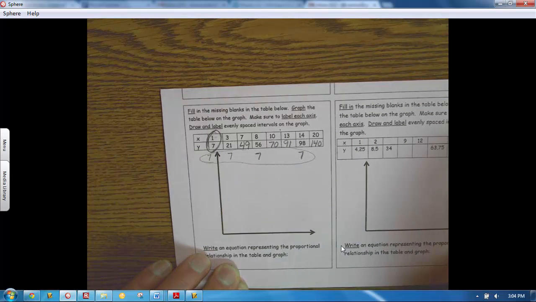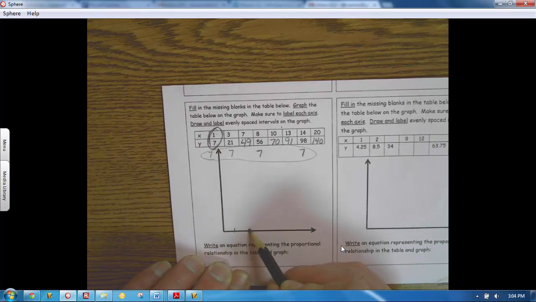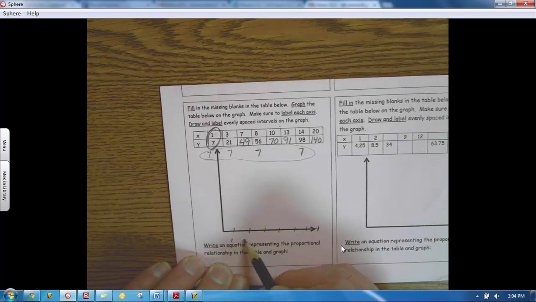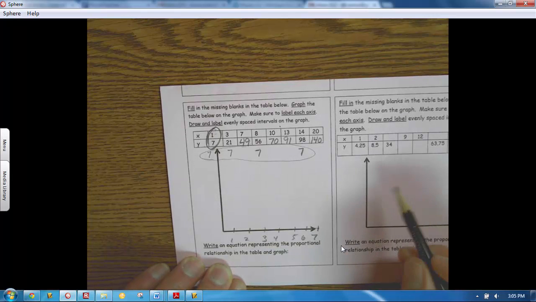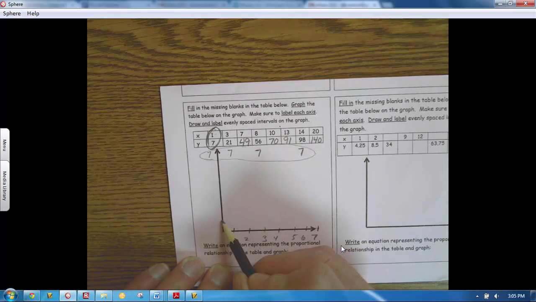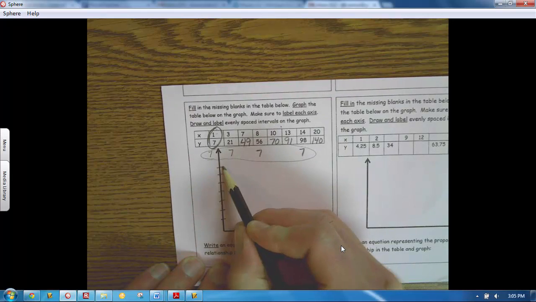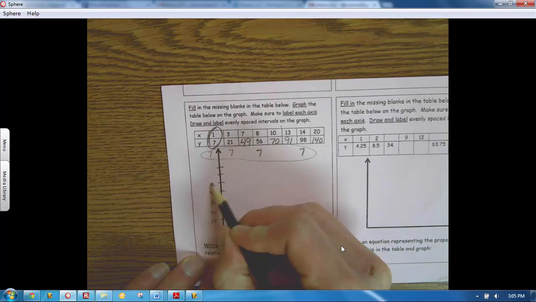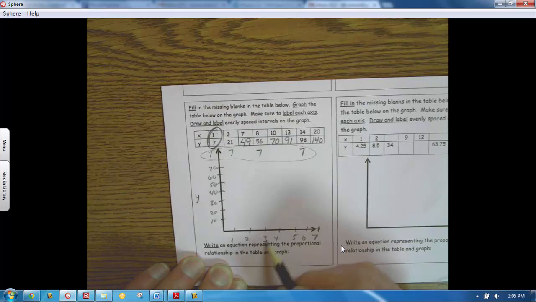Next, we want to graph that information. So we're not going to graph everything. We'll just go 1, 2, 3, 4, 5, 6, a little 7 out there. And my y actually needs to go up pretty quickly here, so maybe we'll go up by 10s. 10, 20, 30, 40, 50, 60, 70. So this is my y, and this is my x.